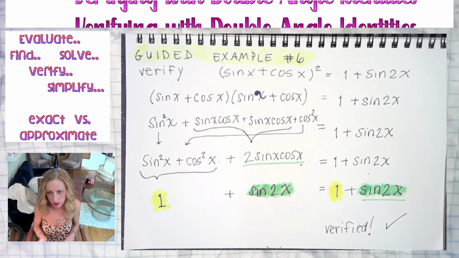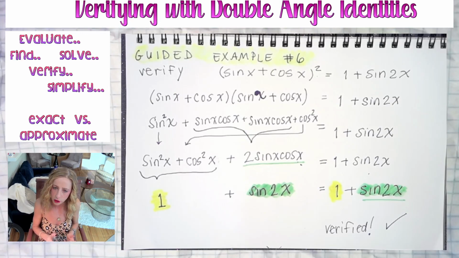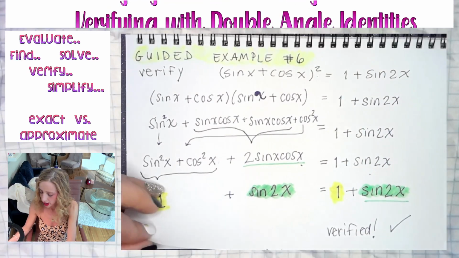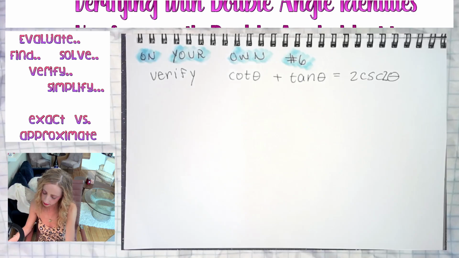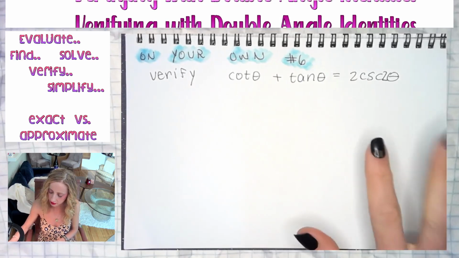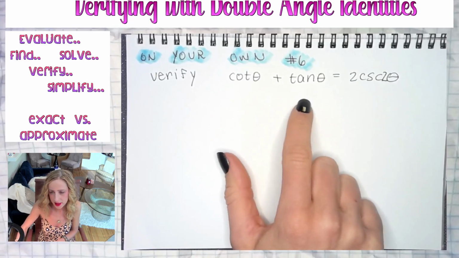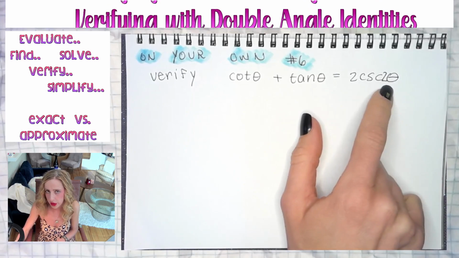And if you feel confident, then you can do another example like this. Thumbs up. If you don't feel confident, thumbs down. And I have one for you to do on your own, and that will be the on your own example number 6. On your own, please verify the following. Cotangent theta plus tangent theta equals 2 cosecant 2 theta.